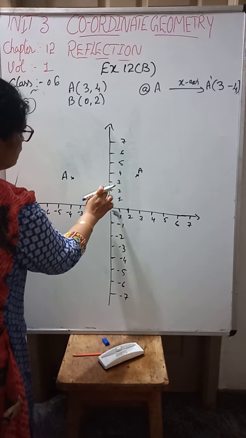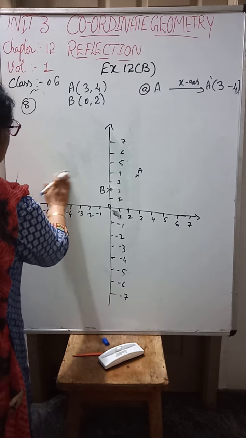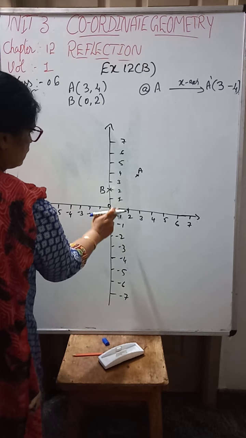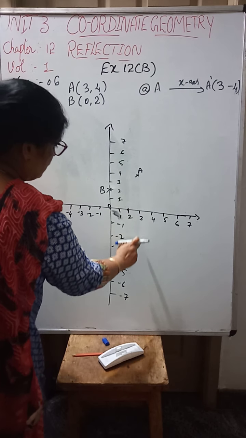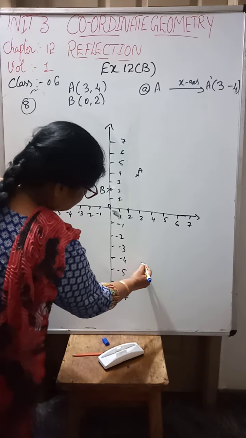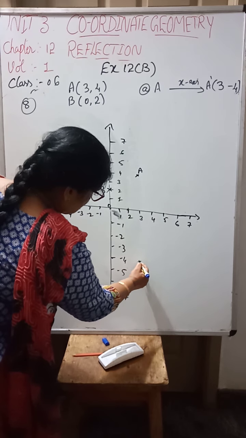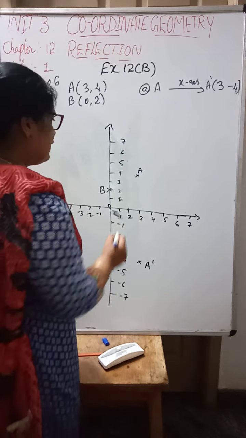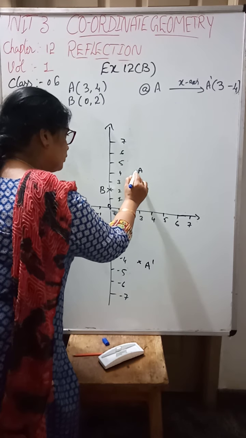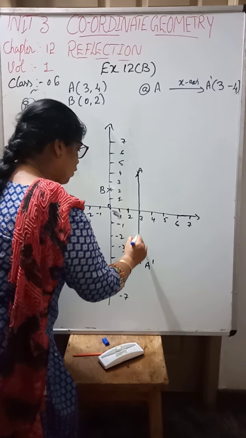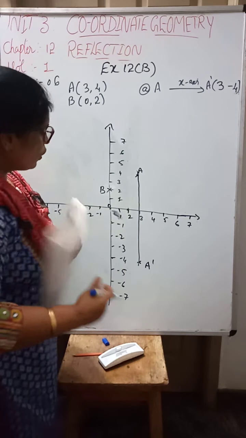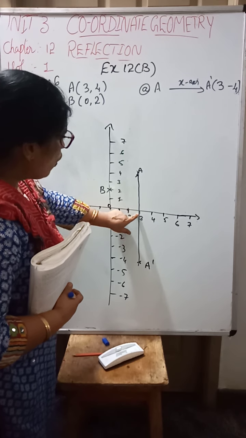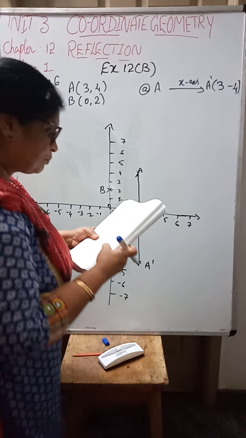3, -4. I will get here. This is A dash. Now A and A dash have to be connected. You have to go with the help of a scale. It will be on the line, the x-axis. Go through the x-axis line at the point 3.